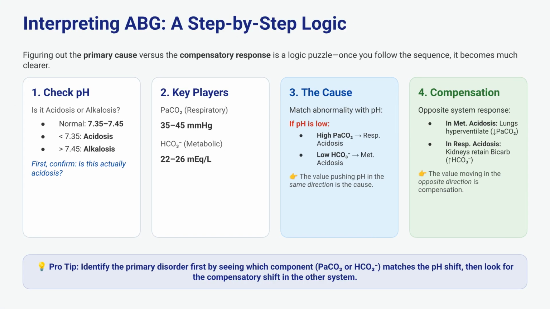The interpretation of ABG follows a four-step logic. Check the pH for acidosis or alkalosis. Identify the normal range for the key players, PCO₂ and bicarbonate. Determine the cause, and evaluate the compensatory response.